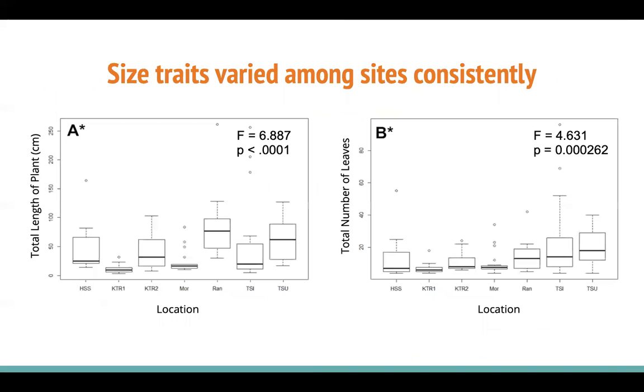The surveyed size traits were total length of the plant and total number of leaves. The total length of the plant can be observed in box plot A. The total number of leaves can be observed in box plot B. We can see the same overall trend among both graphs, indicating that there is consistency of variation among the traits. We also observed variation among the sites. This was expected as the 2 traits are related to one another.